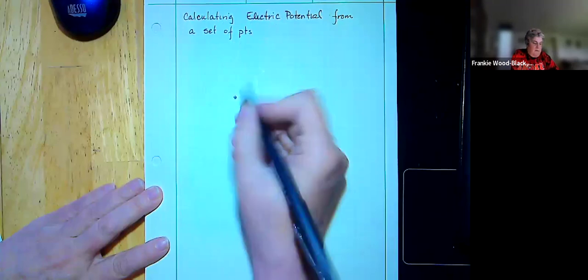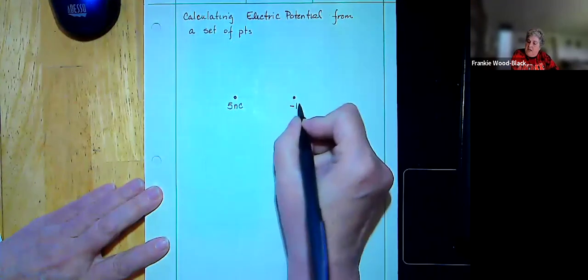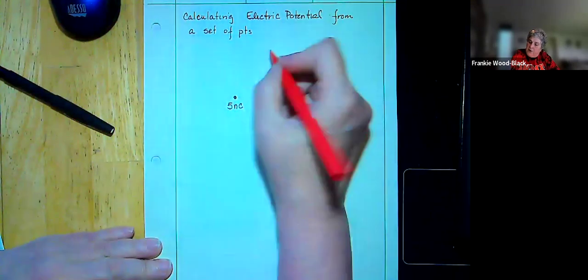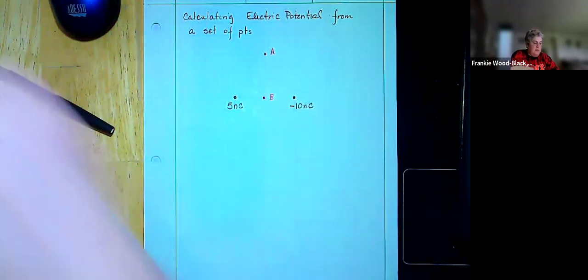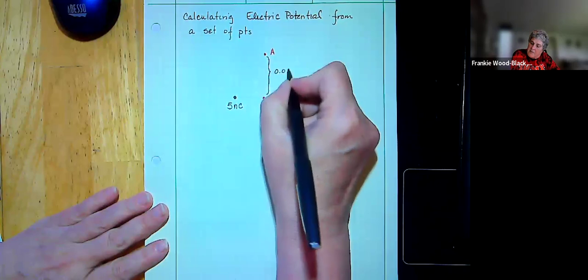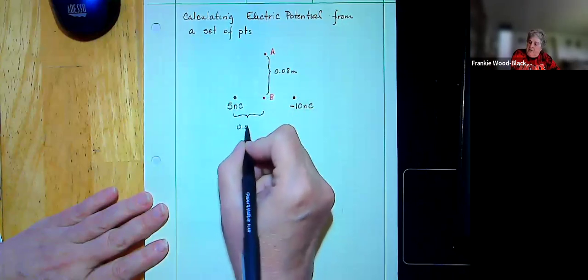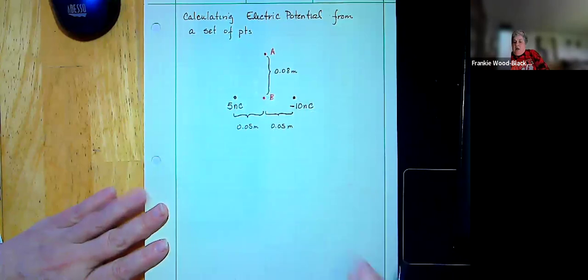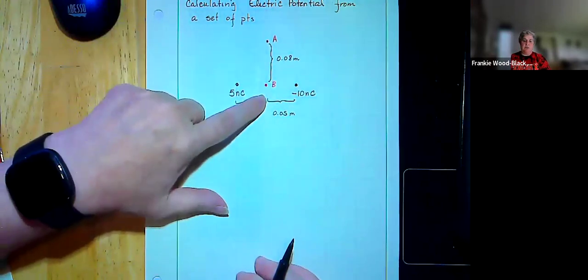So we're going to put a 5 nanocoulomb charge here, and we're going to put a negative 10 nanocoulomb charge there. And we're going to calculate two different electrical potentials, one at A and one at B. We're given that this distance between A and B is 0.08 meters. This distance is 0.05 meters. This distance is 0.05 meters. And we want to know the electric potential at A, and at B.